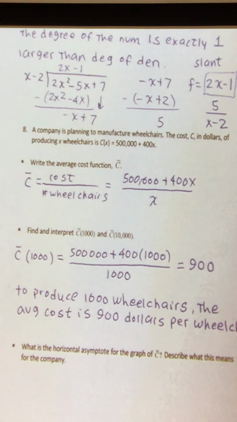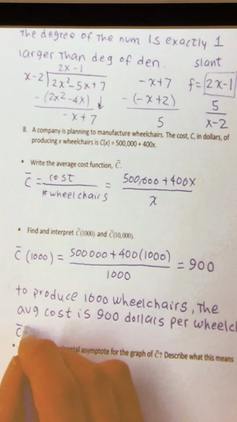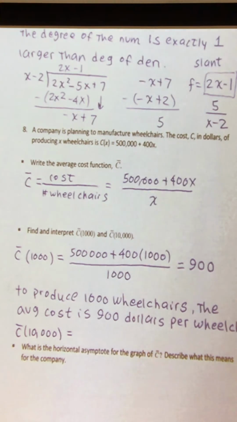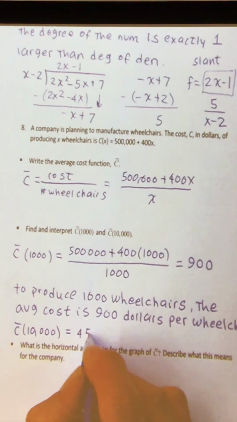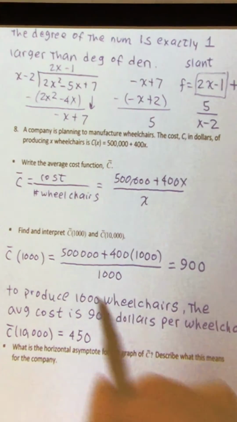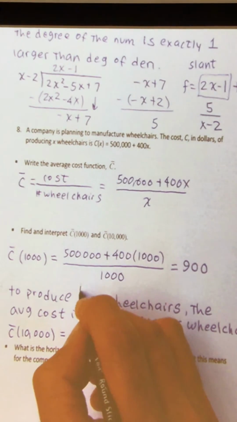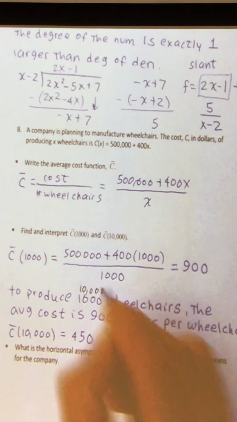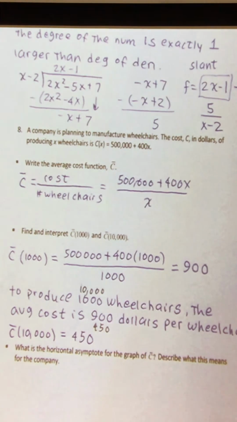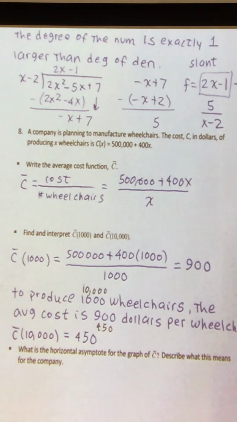Okay. We're also asked to find C bar of 10,000. So doing the calculation the same as we did above, we get 450. So this will mean that to produce 10,000 wheelchairs, the average cost will be $450 per wheelchair.